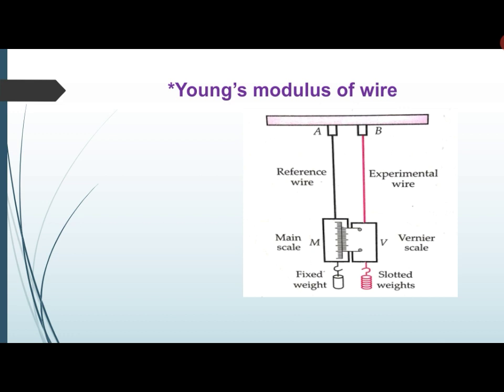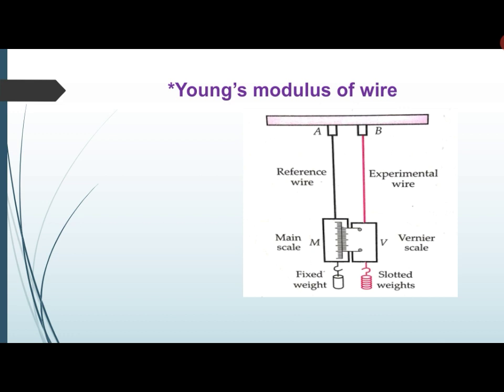Now the wire A here is called the reference wire, because in reference to this wire we are observing the change in wire B. This wire A carries a main millimeter scale, that is M, you can see, and below it a very heavy load is fixed. This load keeps the wires tight and free from any kink. Now the wire B is called the experimental wire, which carries a vernier scale.